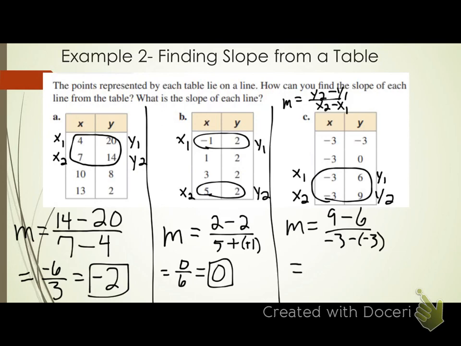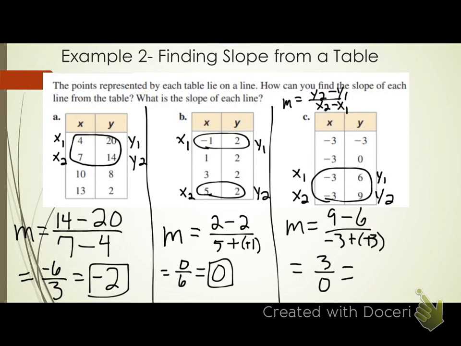9 minus 6, 3. Once again, two negatives right next to each other like that makes a positive. What's -3 plus 3? 0. 3 over 0 gives me? Type it in your calculator. Tell me what you get. 3 divided by 0. You get a divide by 0 error.